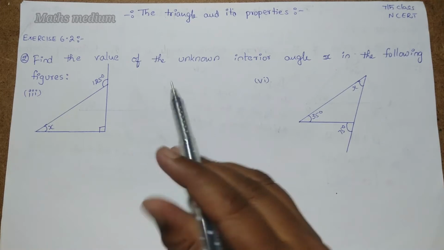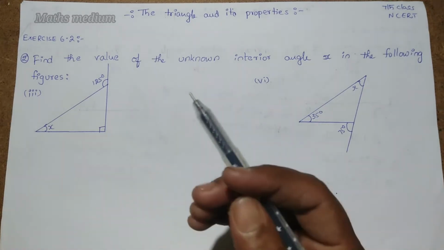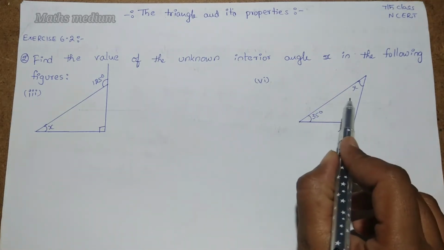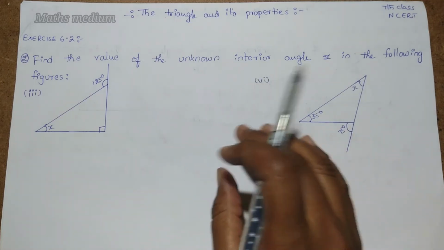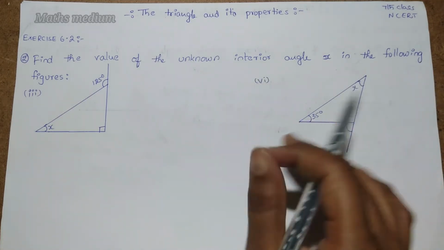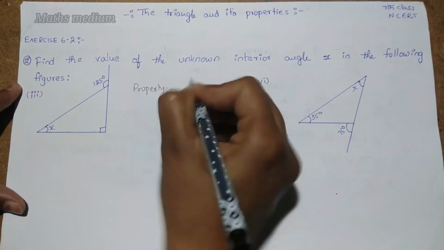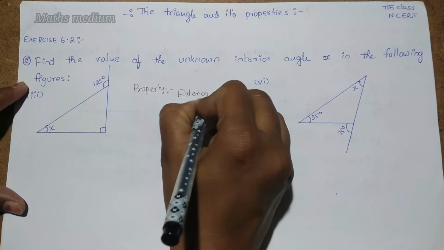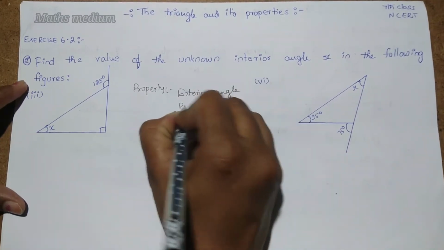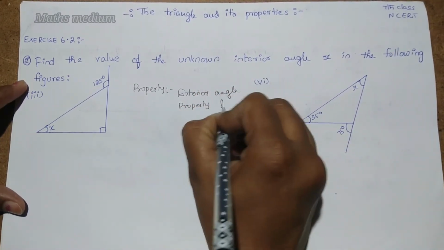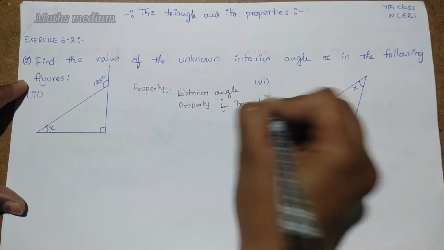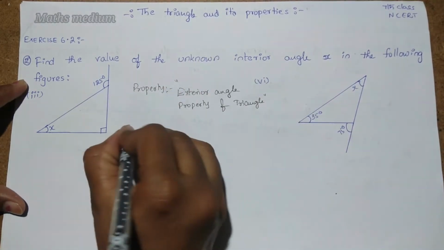In earlier classes we learnt about the exterior angle property, but here we have to find the interior angle. By using that property, we can find these interior angles also. First of all, write the property here. That is the exterior angle property of a triangle. If you take any triangle, this is the exterior angle property.